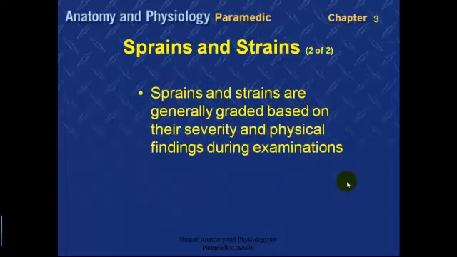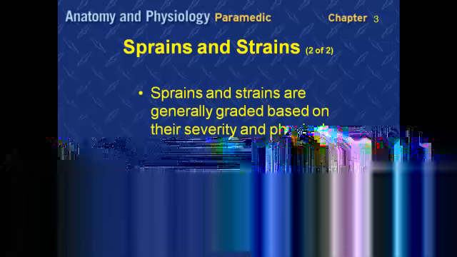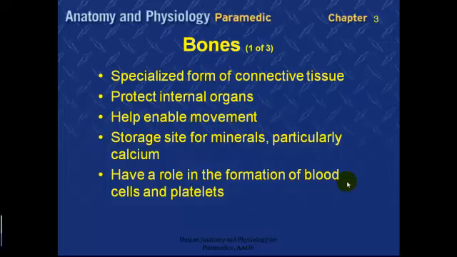Sprains and strains are generally graded based on their severity and physical findings during examination. There is a grading system for sprains and strains. It goes 1 through 5, and it's listed in your textbook.